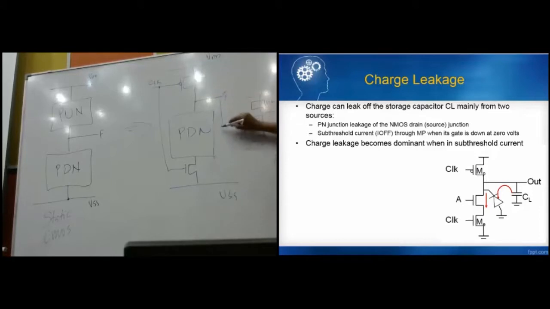Okay, and if you have noticed this, the dynamic CMOS has two levels. One is pre-charge, another one is evaluate. Okay, so pre-charge is when we are charging this particular capacitor, load capacitor. Okay, you are charging this load capacitor.